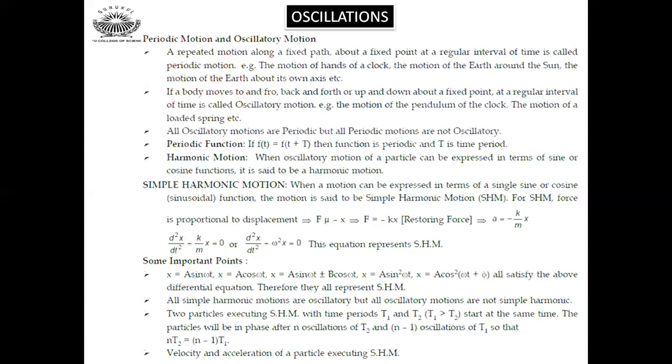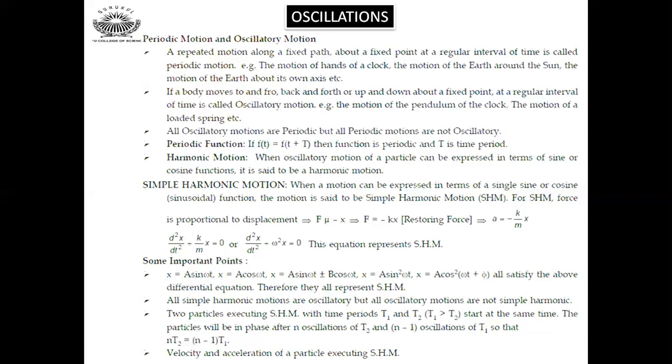Two particles executing SHM with time periods T1 and T2 such that T1 is greater than T2 start at the same time. The particles will be in phase after n oscillations of T2 and n minus 1 oscillations of T1, so that n T2 equals n minus 1 T1. This is a standard question asked in many competitive examinations, wherein they start the motion simultaneously, but you want to know after what time they will be in phase with each other. In that case, you require the time periods of both motions, and then we assume this equation, n T2 equals n minus 1 T1, and we calculate the value of n. That is how we get the equation.